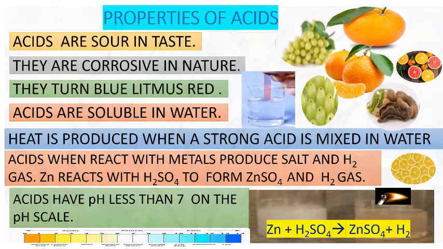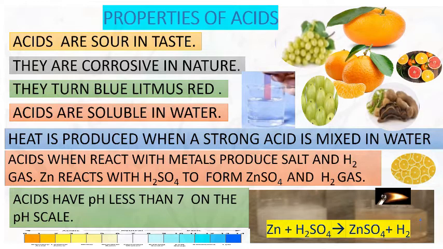Reaction with metals. Acids when they react with metals produce salt and hydrogen gas. For example, when zinc metal is reacted with sulfuric acid, zinc sulfate is formed and hydrogen gas is produced, which can be tested by bringing a lighted matchstick near the mouth of the beaker. The gas burns with a pop sound. It means it is hydrogen gas.